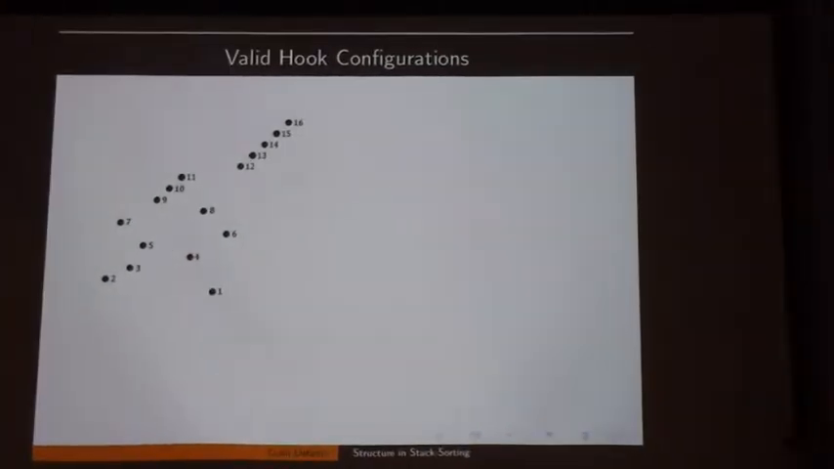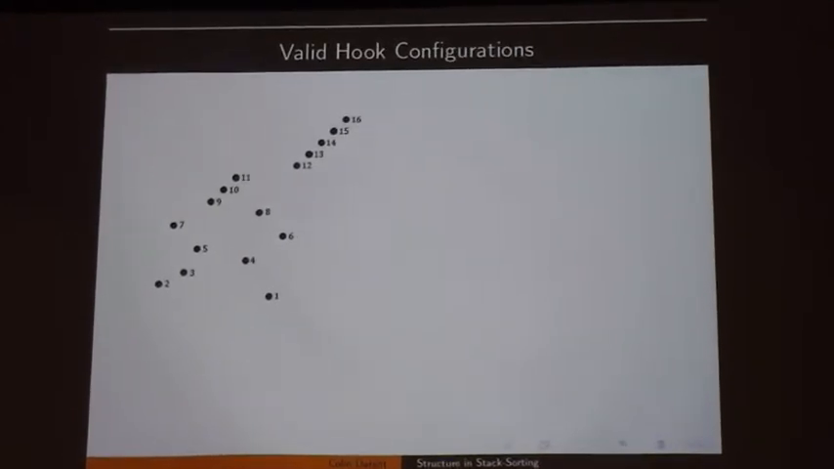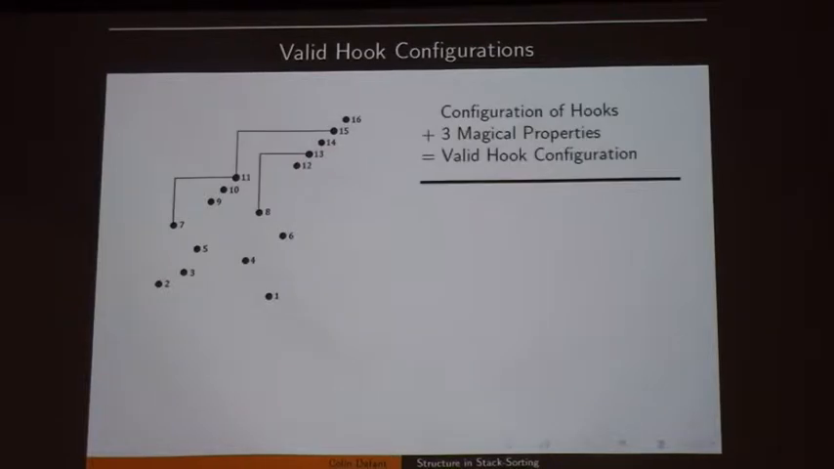This is a plot of the permutation 2, 7, 3, 5, 9, 10, 11, 4, 8, 1, 6, 12, 13, 14, 15, 16. Once we've plotted this permutation, we can draw what I call hooks on this plot. So a hook is where I start at one of these points, and I move vertically upward, and then I move horizontally to the right to connect with another one of the points. So here you can see I've drawn 3 hooks on this diagram, and this gives me a configuration of hooks.